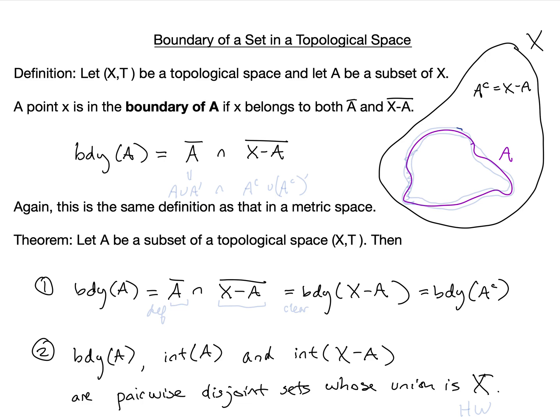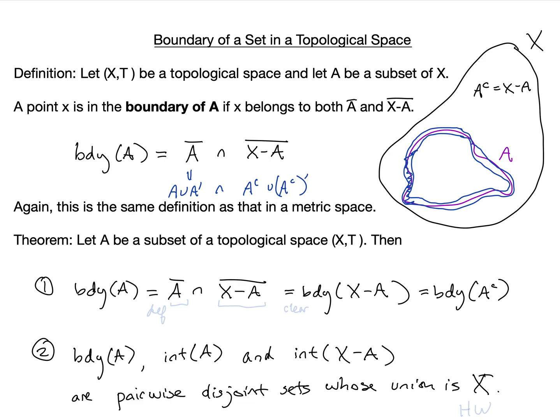So we intuitively think of the boundary as being things that are both in A or are limit points of A, and are in A complement or are limit points of A complement. So that's the definition. Recall that A closure is A union A prime, A together with its limit points, and X minus A, or A complement closure, is A complement union A complement limit points. So we sort of intuitively think of it being like a boundary like that. Again, this is the same definition as we had in a metric space.